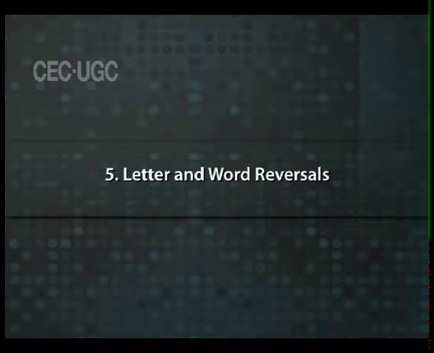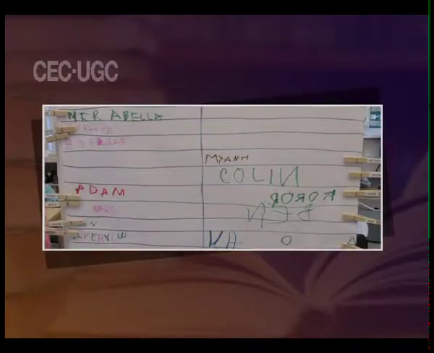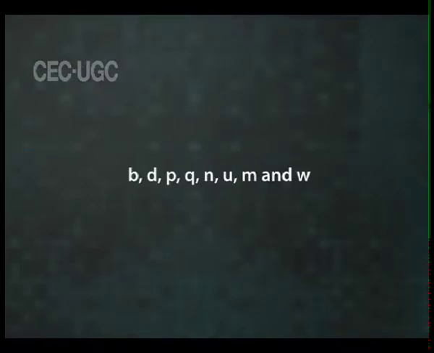Letter and word reversals. A widely discussed problem of children with reading disabilities is the tendency to read some letters and words backward, rotated or inverted. Single letters such as B, D, P, Q, N, U, M and W are often read upside down and backwards. LD children are also observed reversing whole words, for example saw for was, parts of words, for example no for on, and initial letters, for example big for dig.